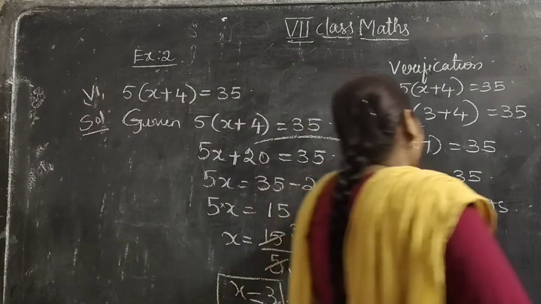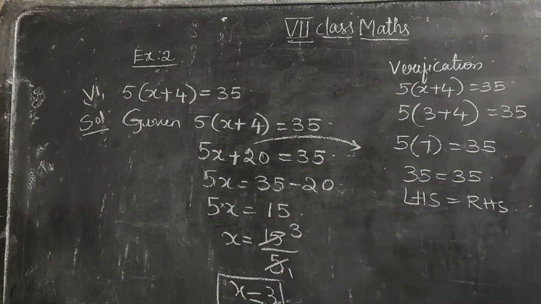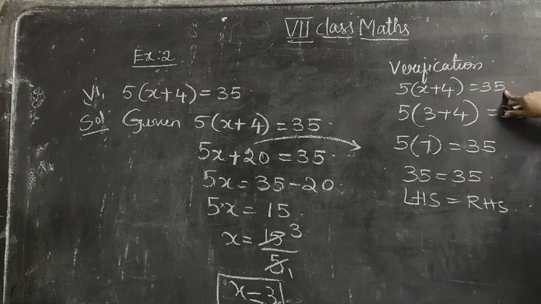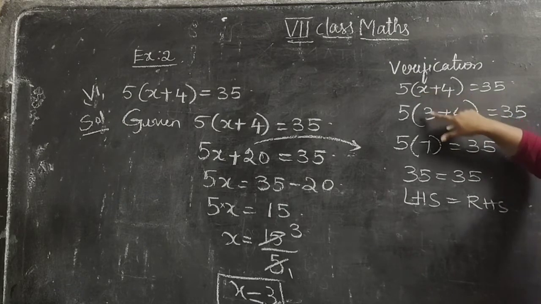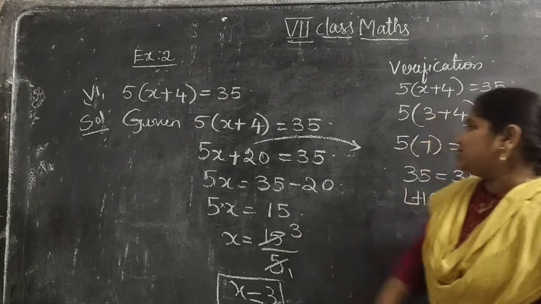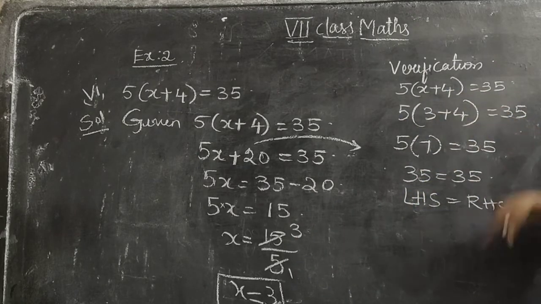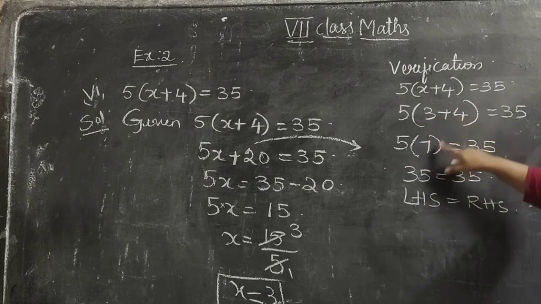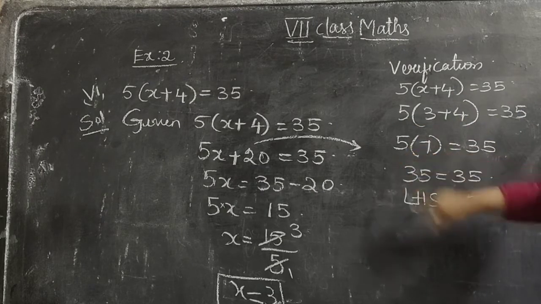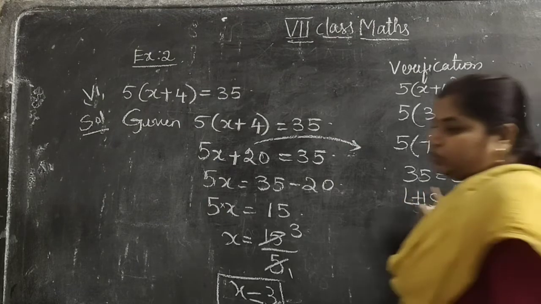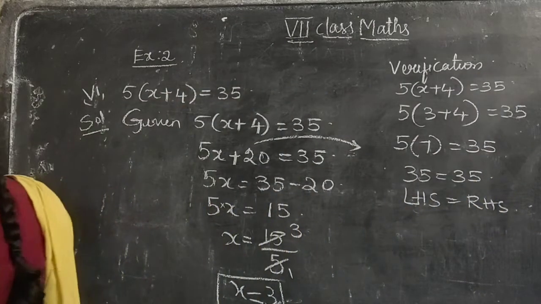Now we have to check the verification. So what is the given equation here? 5 into x plus 4 is equal to 35. In place of x, which value do you have to substitute? That is 3. So 5 into 3 plus 4 is equal to 35. 5 into 3 plus 4 is how much? 7. 7 fives are 35. So you got the LHS part is equal to the RHS part. Now the next one.